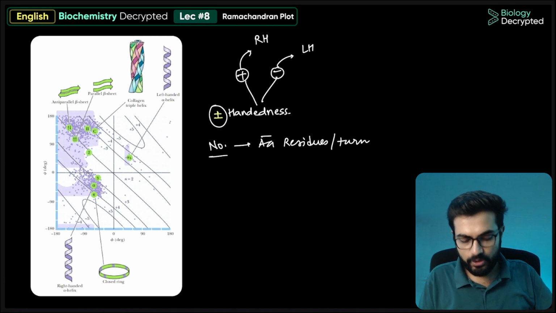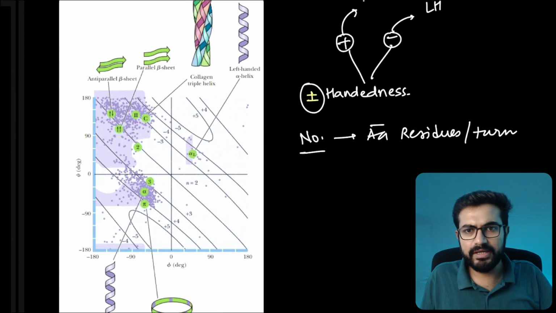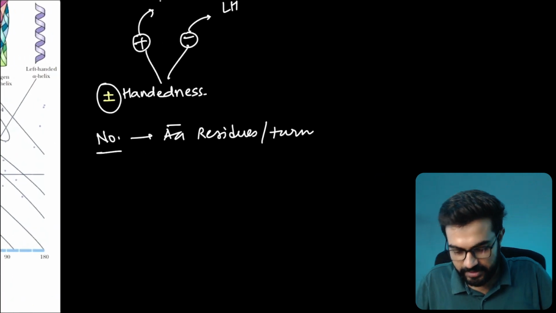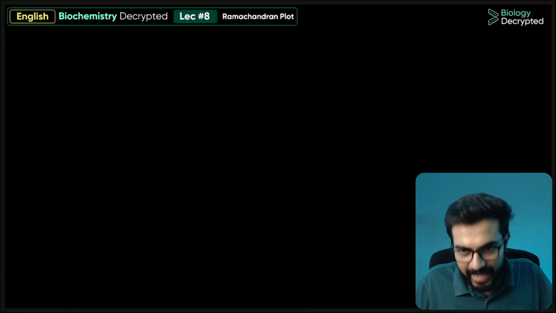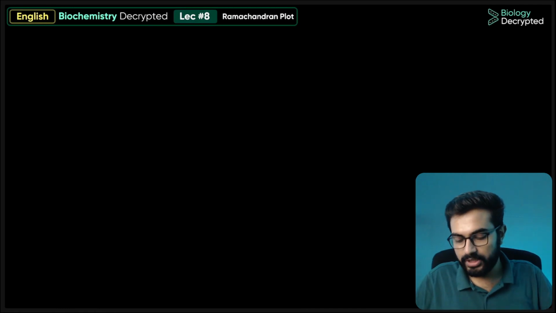Now, this is how we saw the overall distribution of the Ramachandran plot, and in the end, we will be learning how to draw it with tricks. Of course, we'll be learning to draw the Ramachandran plot. Well, now we'll move forward and we'll talk about two important amino acids.